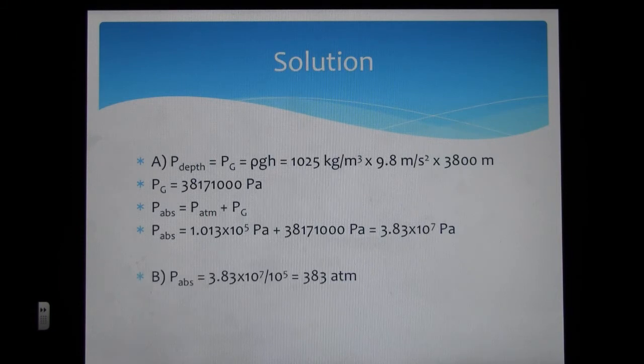Part B asks us to convert that pressure in pascals to a pressure in atmospheres. Well, 1 atmosphere is about 10 to the 5th pascals. So we divide our absolute pressure by 10 to the 5th, and we find the absolute pressure to be about 383 atmospheres.